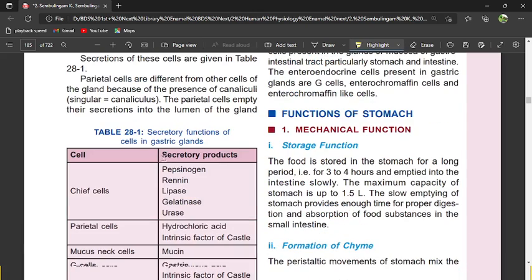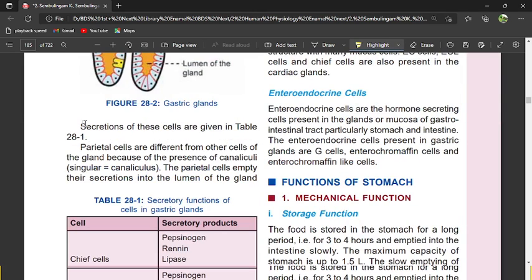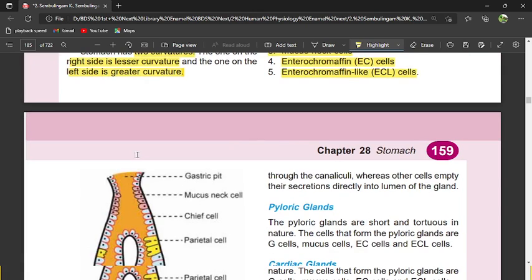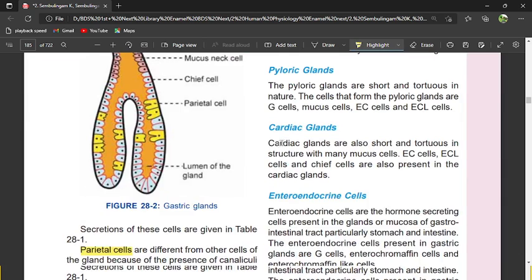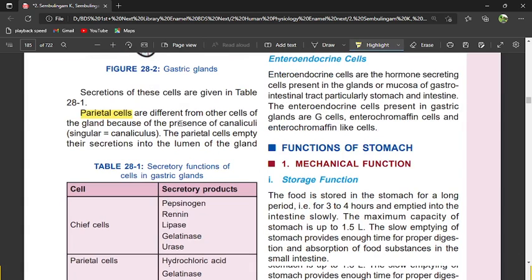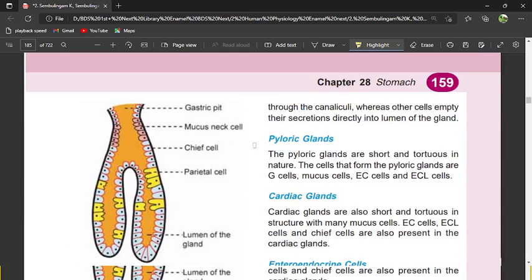Now let us see the secretion here. Let us look at the parietal cells. What are the parietal cells? They are different from the other gland cells because of the presence of canaliculi. Okay, canaliculus. The parietal cells empty their secretion into the lumen of the gland.